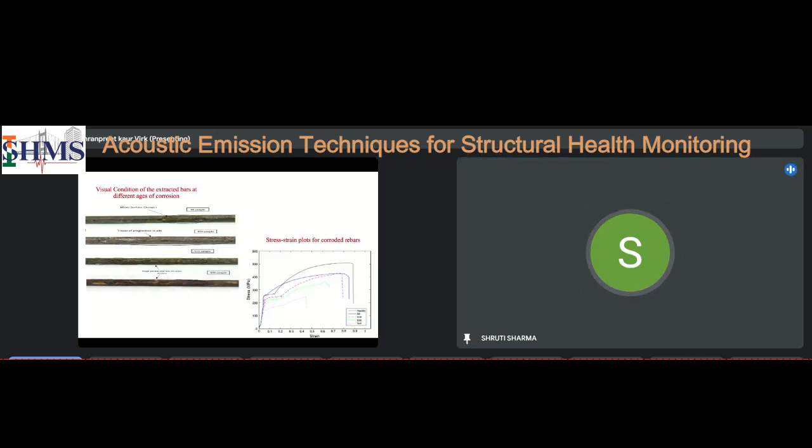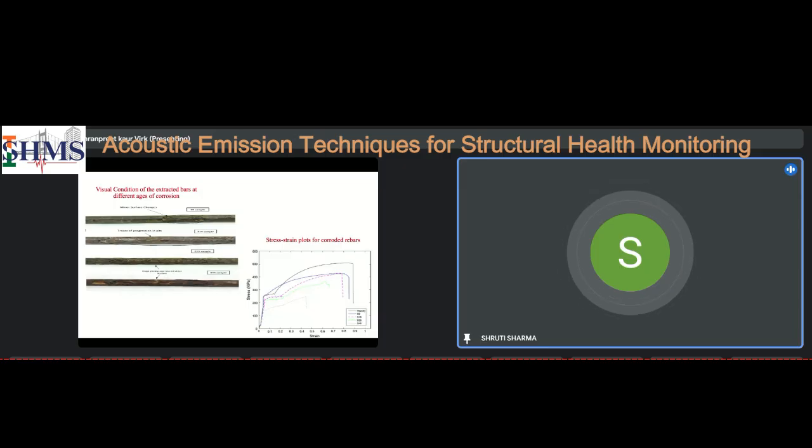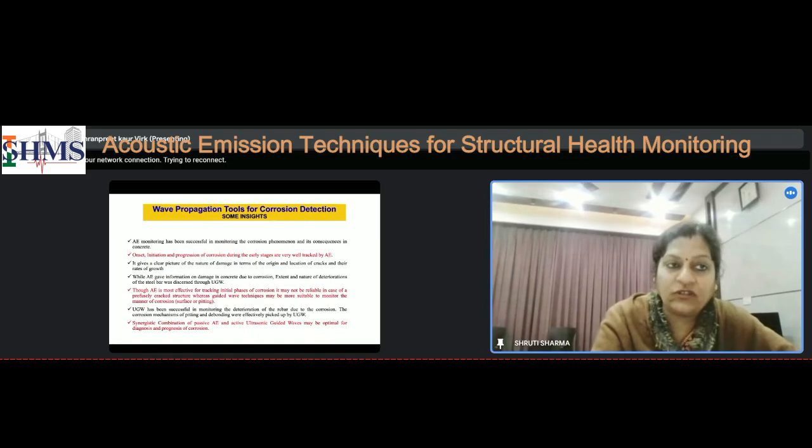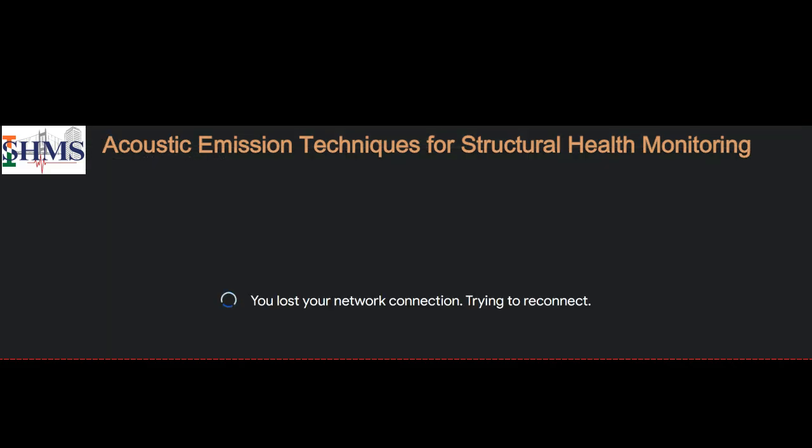Next, please. This is just an example of how AE has been used successfully to monitor corrosion. It is very well established now that corrosion initiation is very well picked up by AE. But then there is one problem in this.